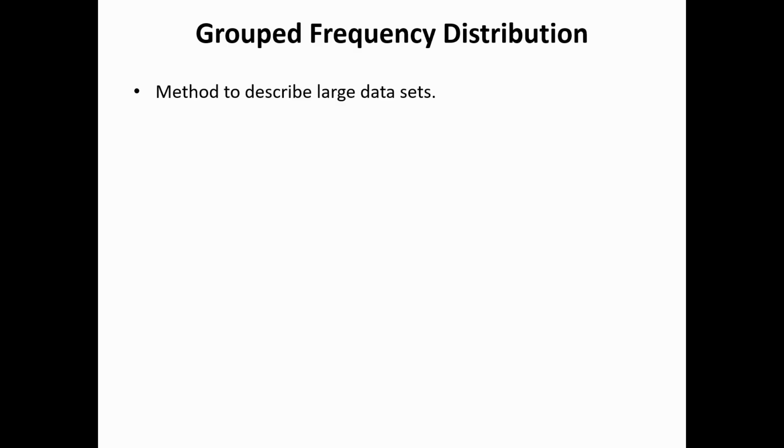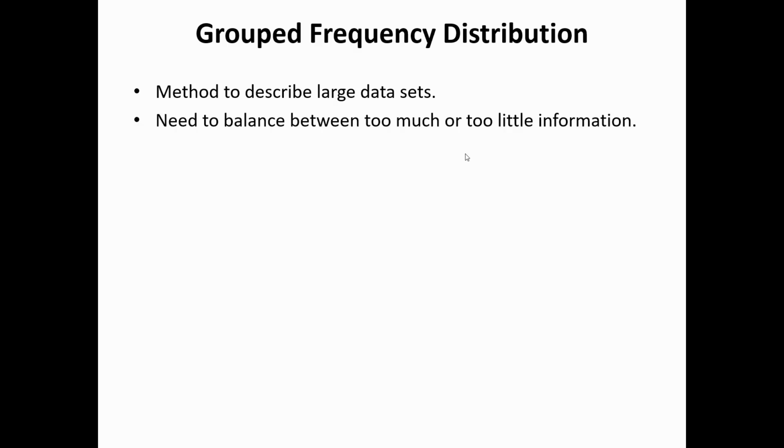The last slide here is, although we're just going to cover the basics, a grouped frequency distribution. So in the previous example, we had a fairly small sample size, but some research studies have sample sizes in the hundreds or the thousands. And so the grouped frequency distribution is an approach that would allow us to convey the information for very large sample sizes. The challenge here is the need to balance too much or too little information.